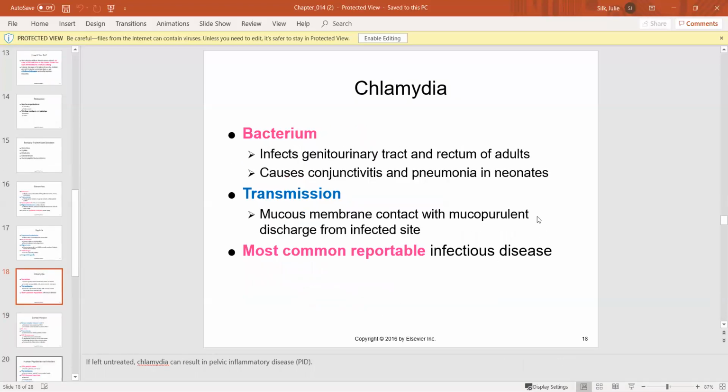All right, and remember we said chlamydia was one of the most popular ones that you see now. This is a bacterium that infects the genitourinary tract and rectum of adults. It can cause conjunctivitis and pneumonia in neonates, and its transmission is through mucous membrane contact with mucopurulent discharge from an infected site. It's the most common reportable infectious disease. If you don't treat it, it can result in pelvic inflammatory disease.